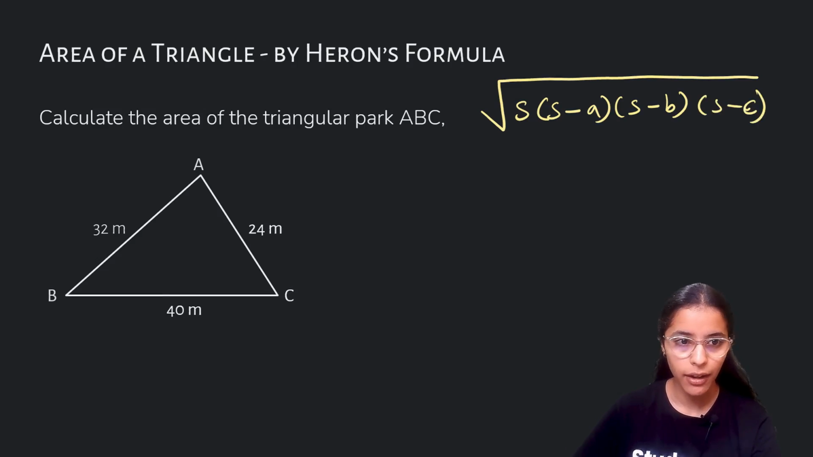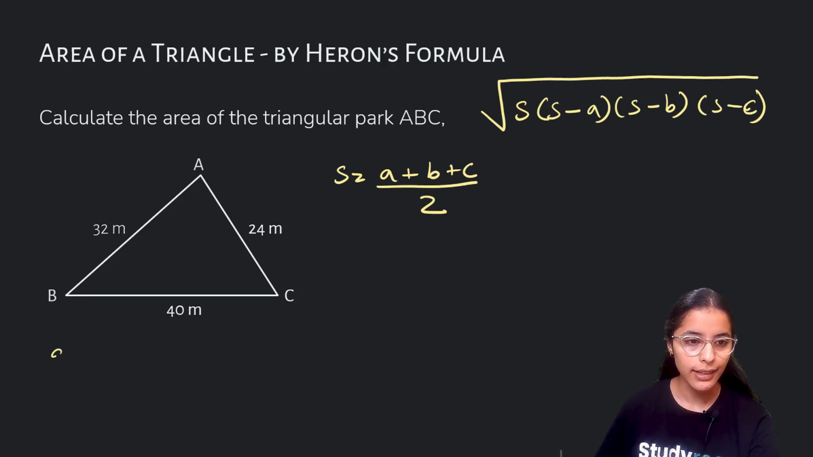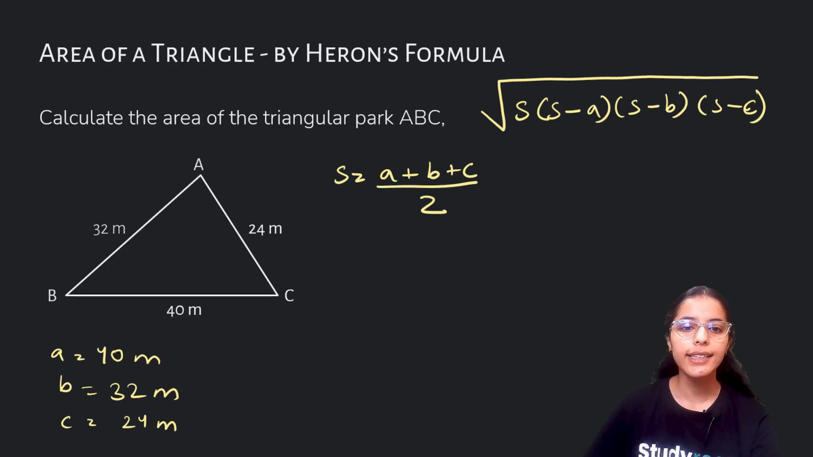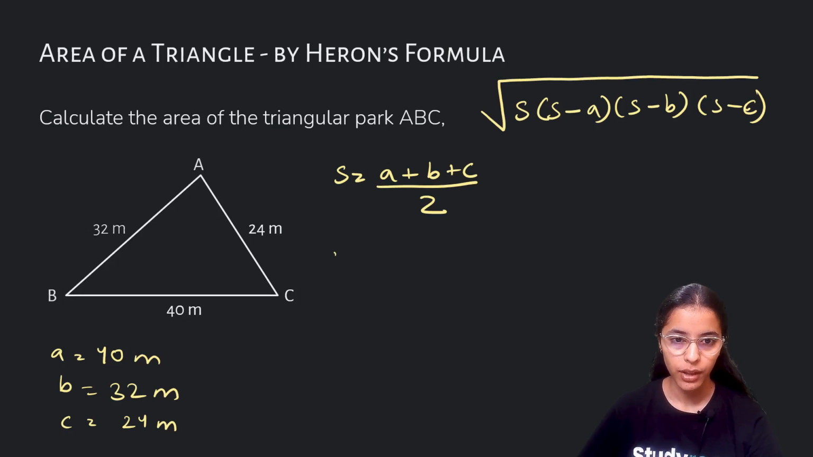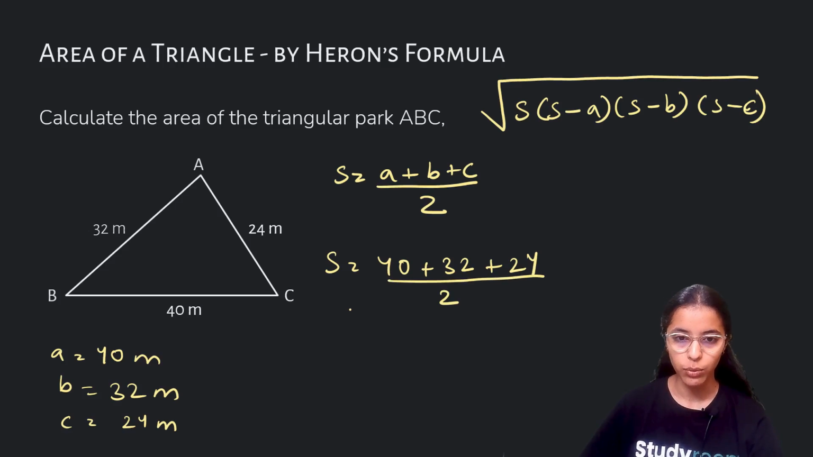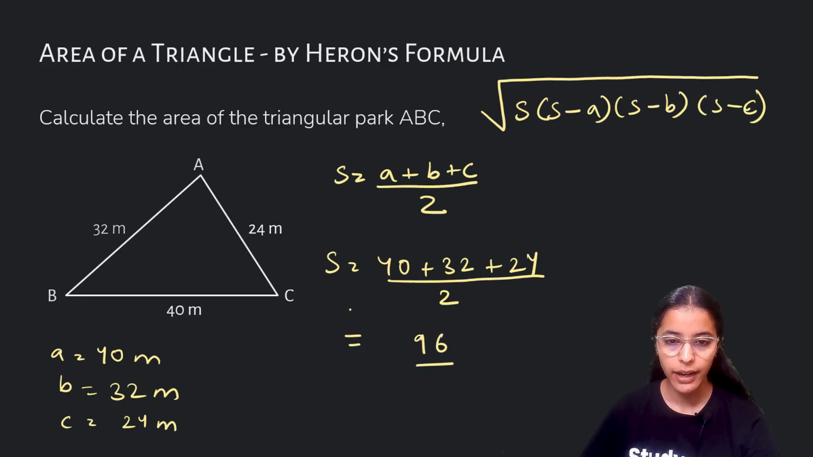So now let us first find s. s is a plus b plus c divided by 2. Here a is 40 meters. We can take any of these as a, b, c. So I'll take my a to be 40, my b to be 32 meters, and my c is 24 meters. So let us calculate the semi-perimeter. Semi-perimeter is equal to 40 plus 32 plus 24 divided by 2, which is 96 divided by 2, which is 48.